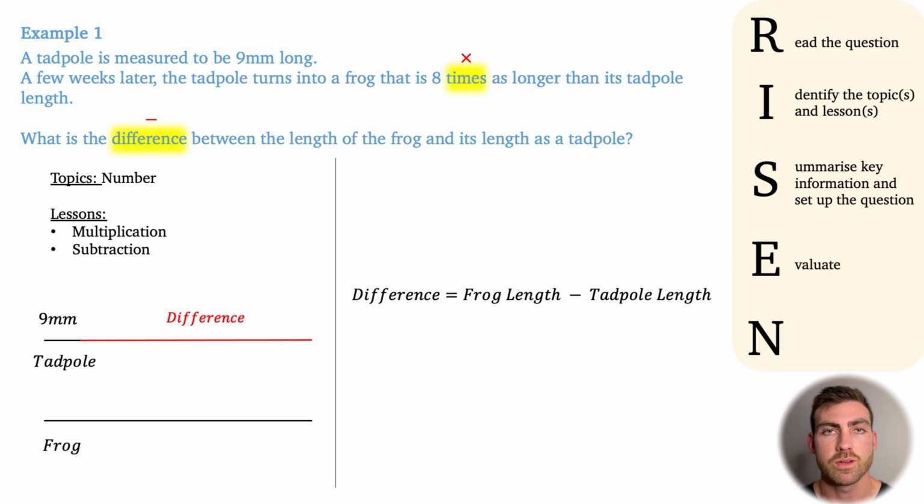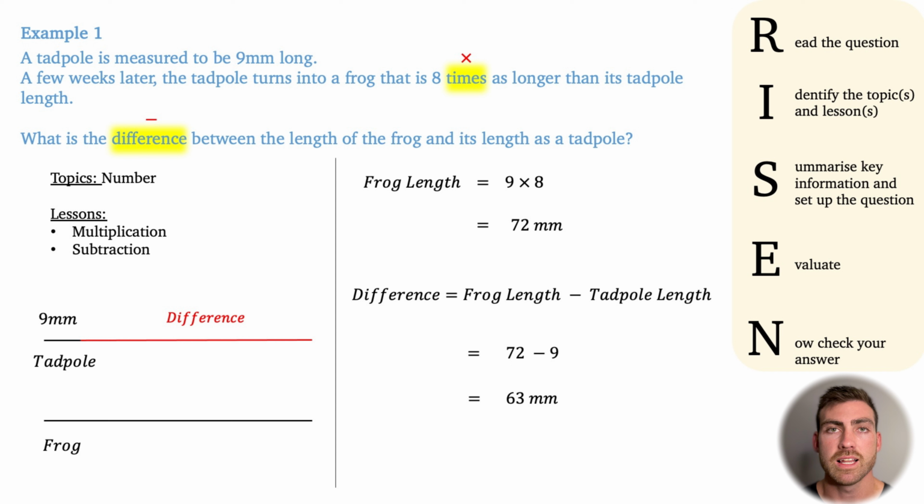Next, the E, which is evaluate, and we complete the necessary calculations. First, figuring out the length of the frog. 8 times 9 equals 72. Now the difference. 72 minus 9 equals 63 millimeters.